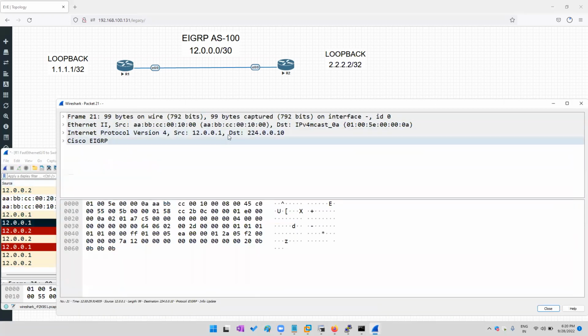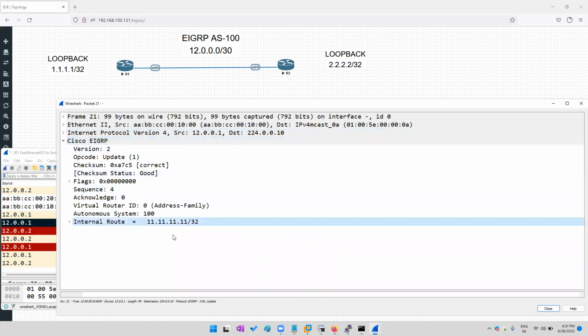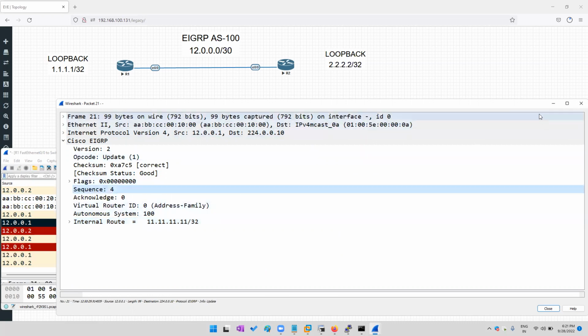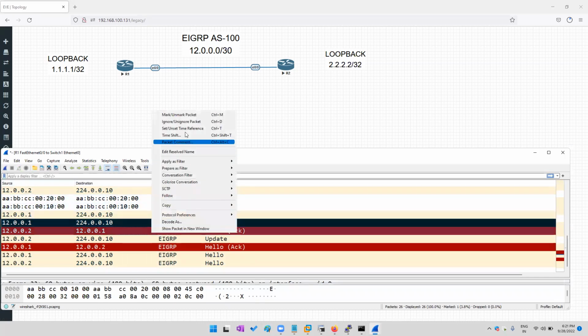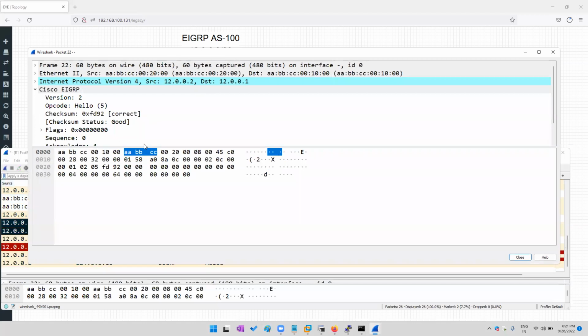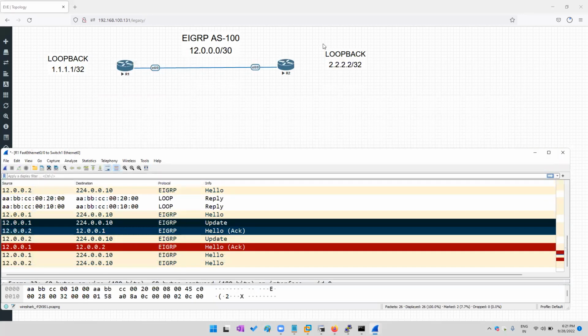This update message is forwarded directly on multicast. That means everyone received it. So which network information are we sharing here? 11.11.11.11, and sequence number is 4. Now, whenever R2 receives this update, R2 sends back hello plus acknowledge. This one. Now verify. Acknowledge number is 4. Update messages are always multicast, but whenever we send hello plus acknowledge, it is always unicast, one-to-one. Clear? So null, full, partial, it's clear.